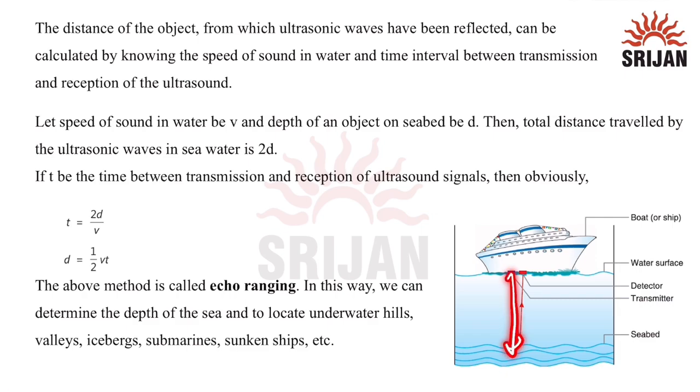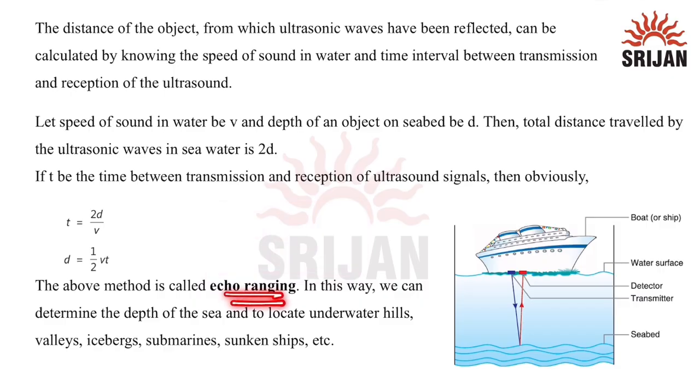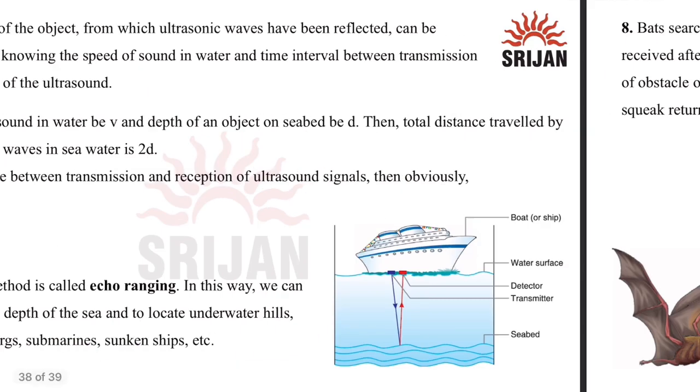The distance of the object from which the ultrasonic waves are being reflected can be calculated by knowing the speed of sound in water, that is V, and the time taken between transmission and reception of the ultrasound. If we let the speed be V, time taken be T, and the distance on one side be D, then the total distance traveled is 2D. We know that time is equal to distance upon speed, so from here the distance we get is half into speed into time. This method is called echo ranging, and in this way, we can determine the depth of the sea and locate underwater hills, valleys, icebergs, submarines, and sunken ships.